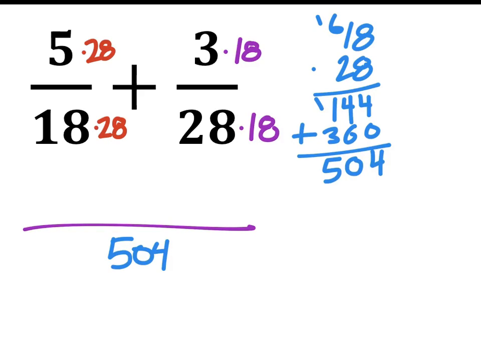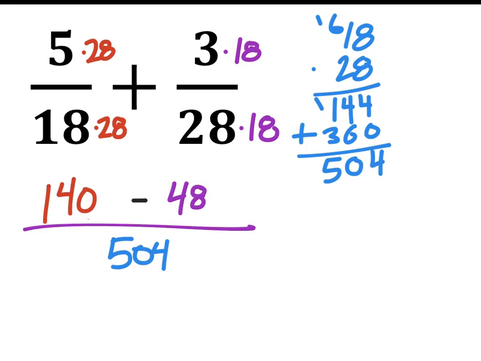Now 5 times 28, that's going to be 140. Oh, wait, a little backwards there. Let me fix that. 140, there we go. And 3 times 18 would be 30, 48 for that one right there. And yes, we are adding these two together.